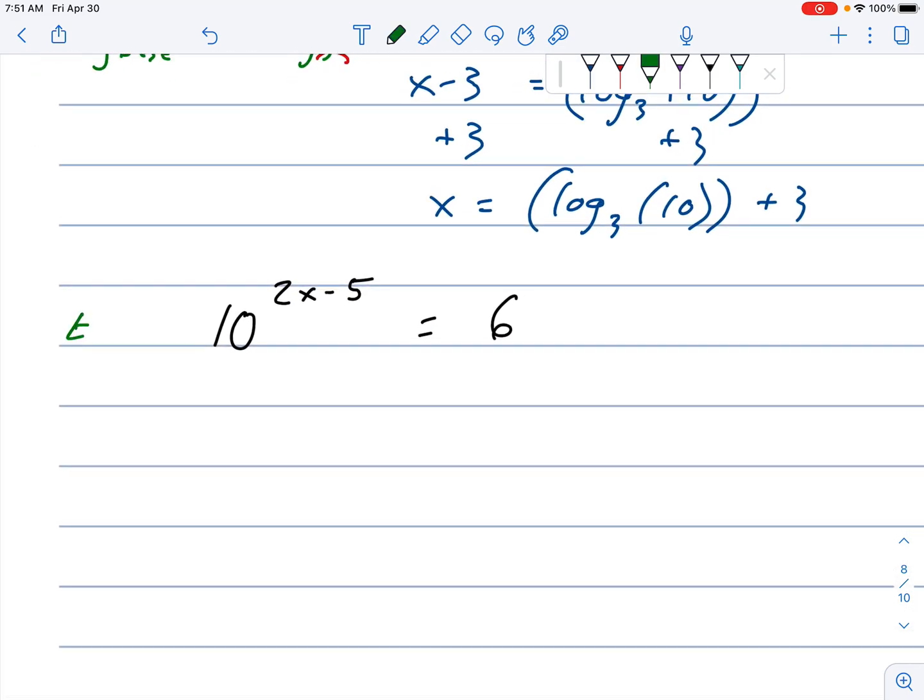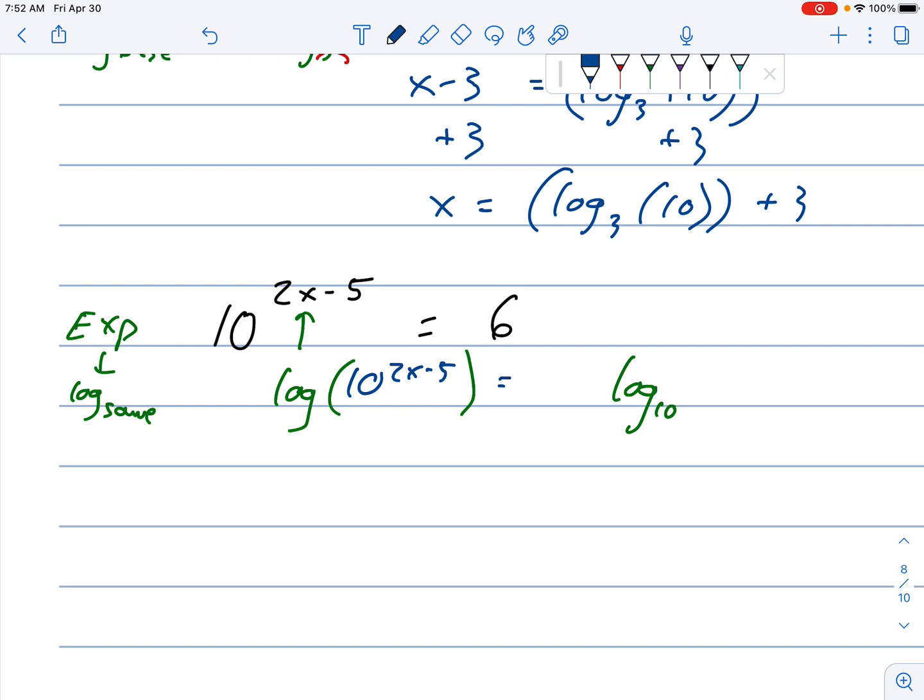This is base 10. This is an exponential. There's an x in the top. How do I get it out? Log of the same base. This is base 10, so I can just write log. And that means I got to do the same to the other side. 10 to the 2x minus 5 equals 6. Okay. 10 to what power gives me 6? I don't know, so I know I'm going to leave that. Common log, base 10, I just get out the 2x minus 5. Log base 10 of 6.